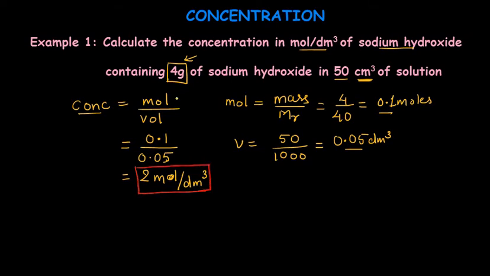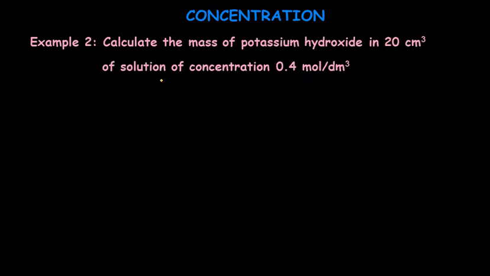So if we are not given the values of moles and volume directly, we need to calculate them first and then substitute in the formula to get the answer. Now let's take another example. Calculate the mass of potassium hydroxide in 20 centimeter cube of solution of concentration 0.4 moles per dm cube. Now as we are given the value of concentration, we are supposed to use the formula of concentration, that is concentration is equal to moles divided by volume.